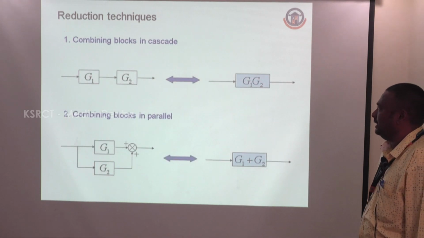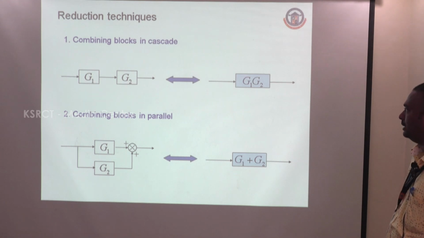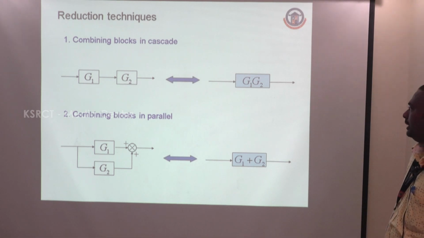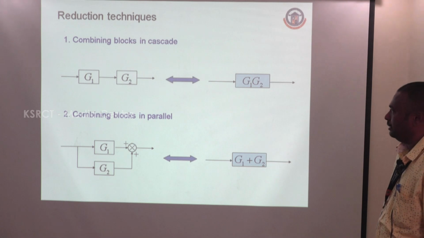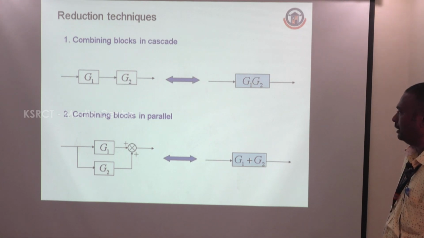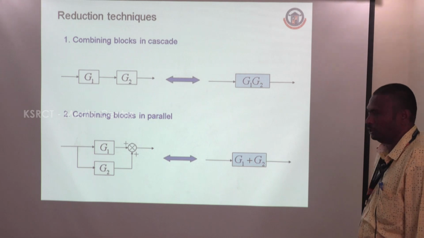Examples: block diagram reduction techniques. In this class, we are seeing block diagram reduction. There are 9 rules. First one is the combination of blocks in cascade. We are converting G1 and G2 in cascade, it is G1 G2. Combining blocks in parallel, G1 and G2 with plus sign, therefore G1 plus G2. If the signal is minus, it is G1 minus G2.